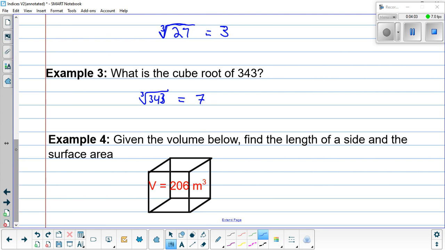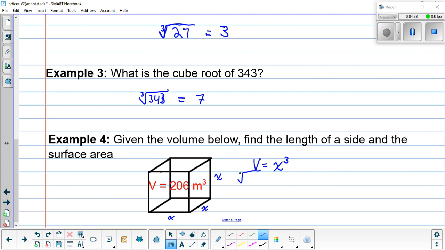So, last example, I wanted to throw in an example 4 just because it has something to do with volume. Find the length of a side for the given volume below. Then find the surface area. I don't care about the surface area right now because I don't actually know what a side is. But I know one side is here, one side is here, one side is here. I know that my volume is equal to x to the power of 3. You do not have to do this algebraically. If you want to just work with the numbers, that's fine. I like showing where this comes from.